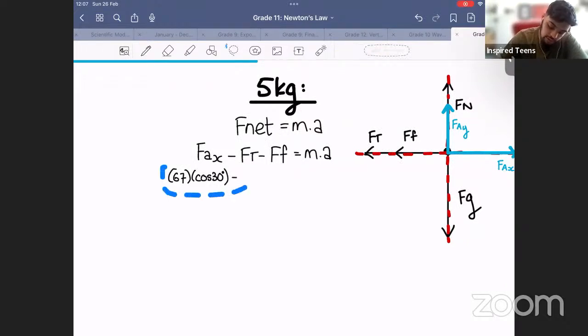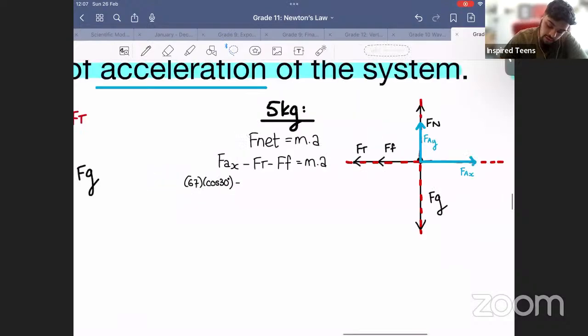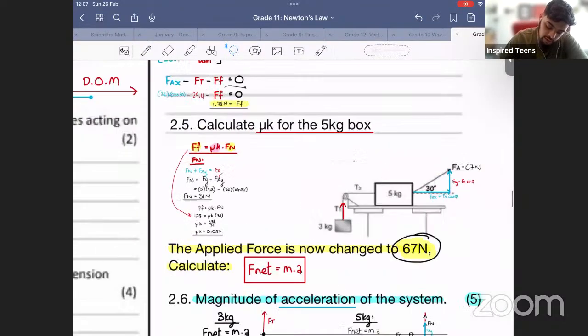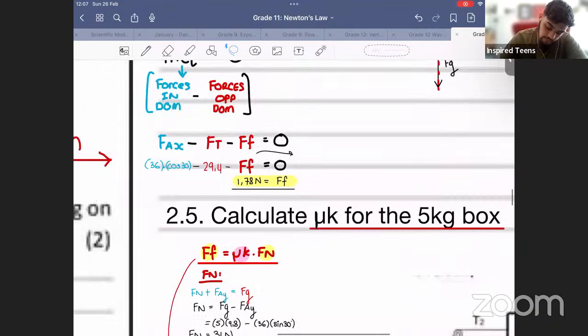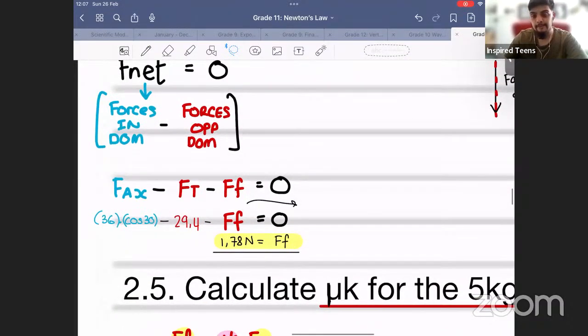Right, frictional force. Tell me, we calculated the frictional force for the 5 kg block in the previous question. Can I use the same friction? 1,78. Could we use FA minus T minus FA? Yes, that's what we're doing.